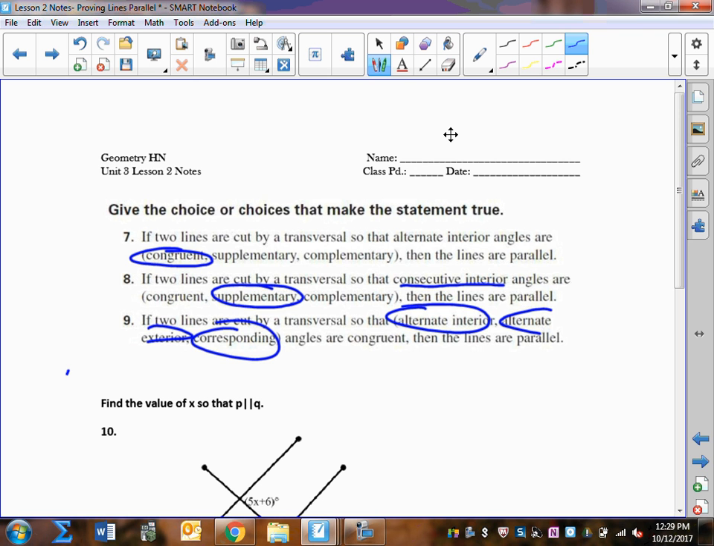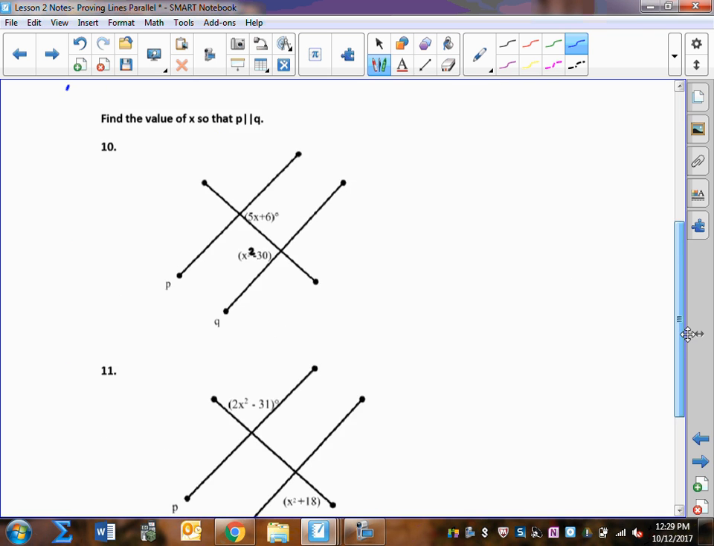Okay. Let's take a look at these. Alright, number 10. What type of relationship are these angles? Good. So we need them to be congruent, which means measures equal. Was it minus 3?